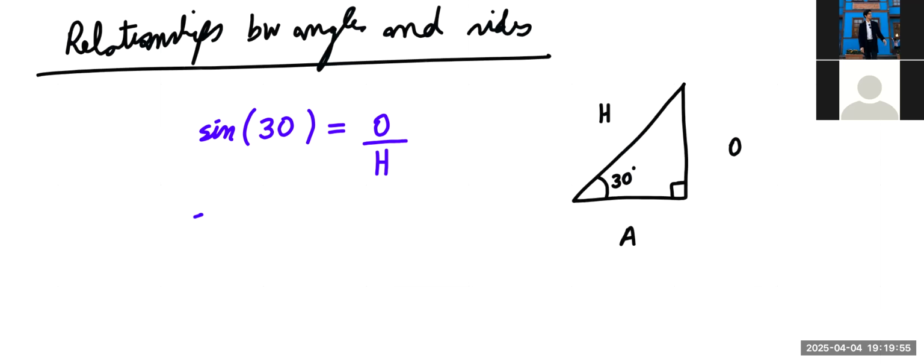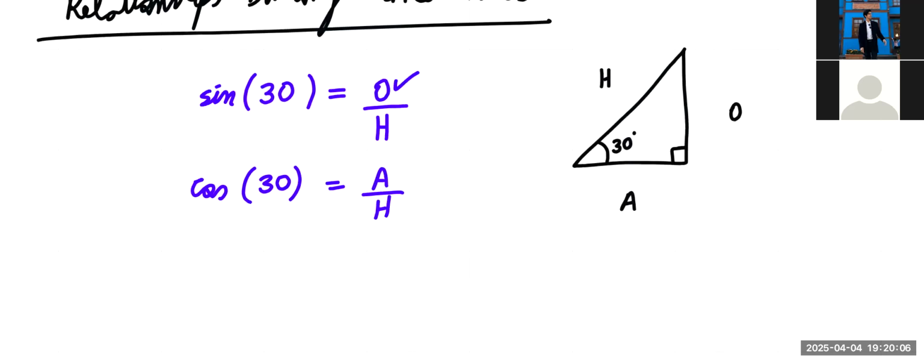Similarly, cosine is another operator. Cosine of an angle is always equal to the adjacent over hypotenuse of the triangle. And finally, the tangent of your angle will always be exactly equal to opposite over adjacent.